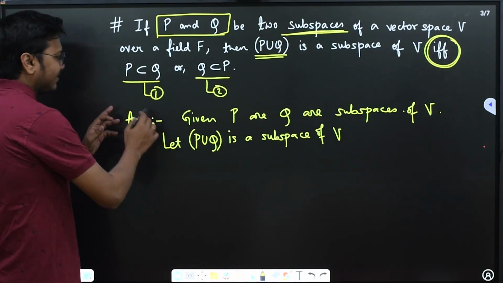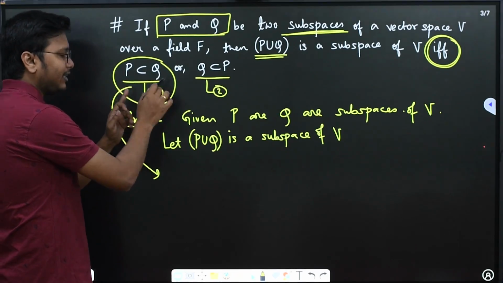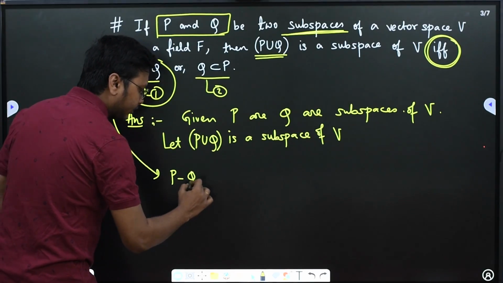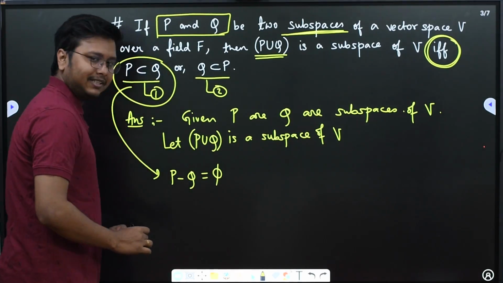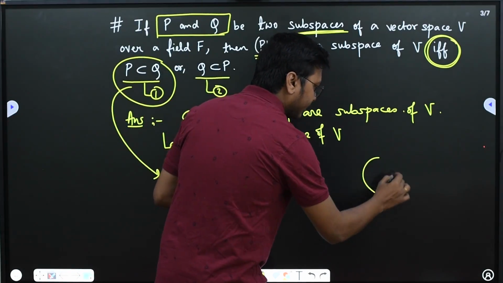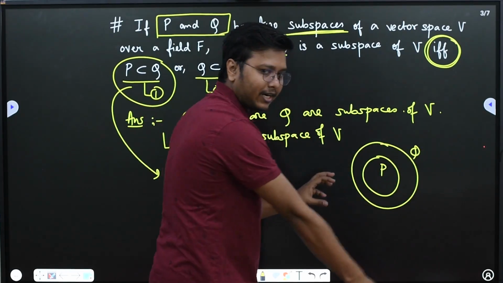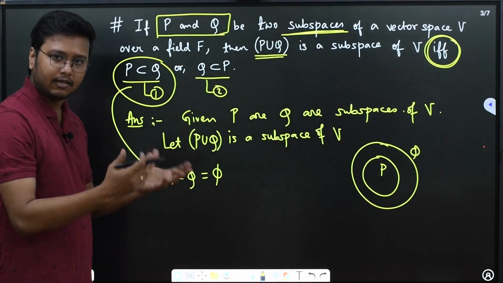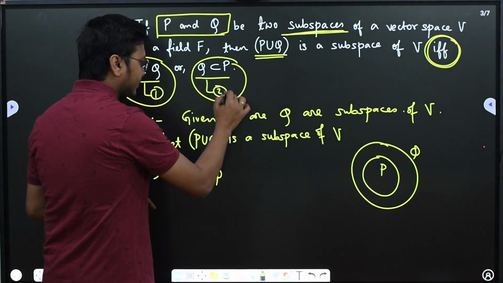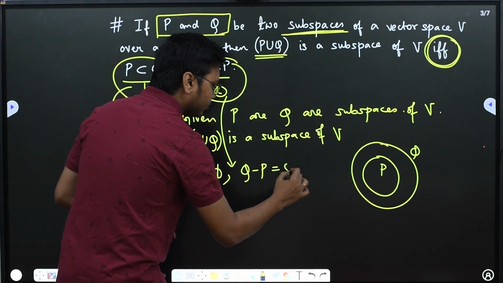So let's simplify what 1 is trying to say. 1 is trying to say that P is a subset of Q, which means P minus Q will be completely an empty set, because P is completely lying inside Q, right? P is completely lying inside Q. So if I subtract Q from the P set, nothing will be left, so that will be equal to phi. And similarly, Q minus P will be equal to phi.